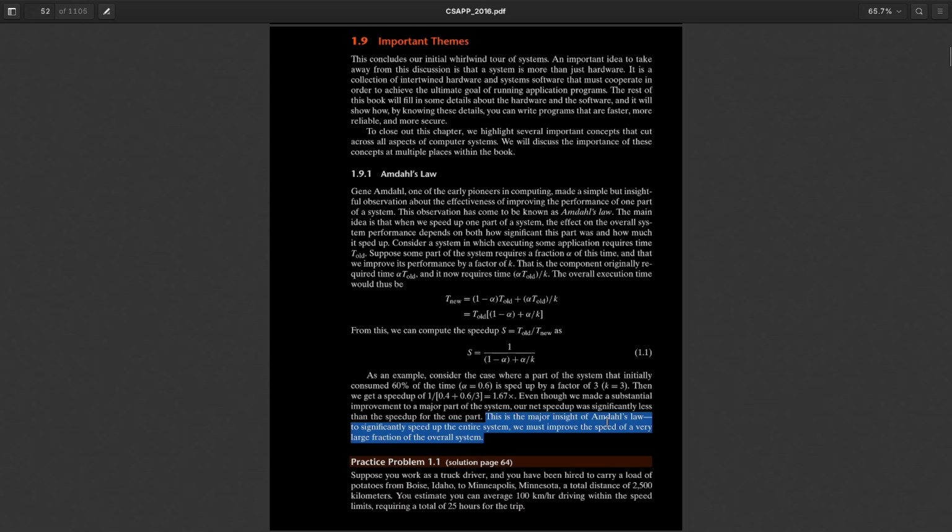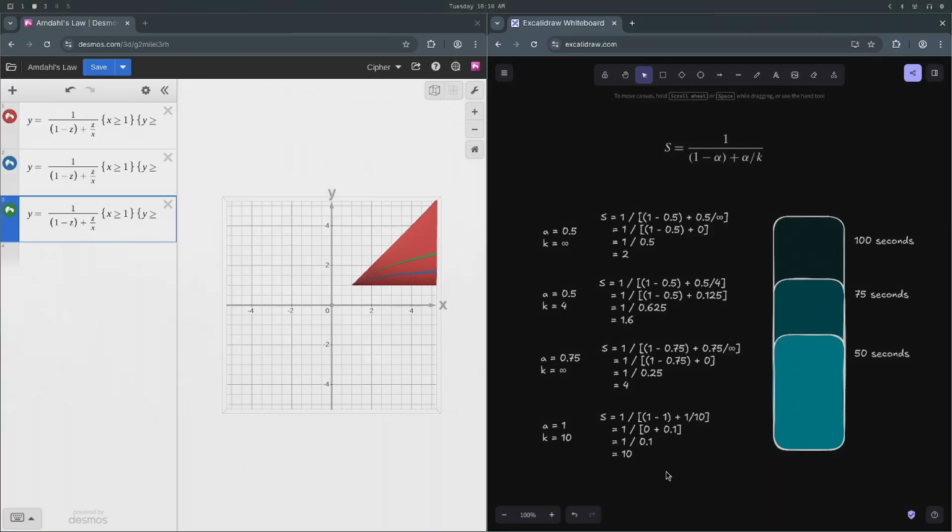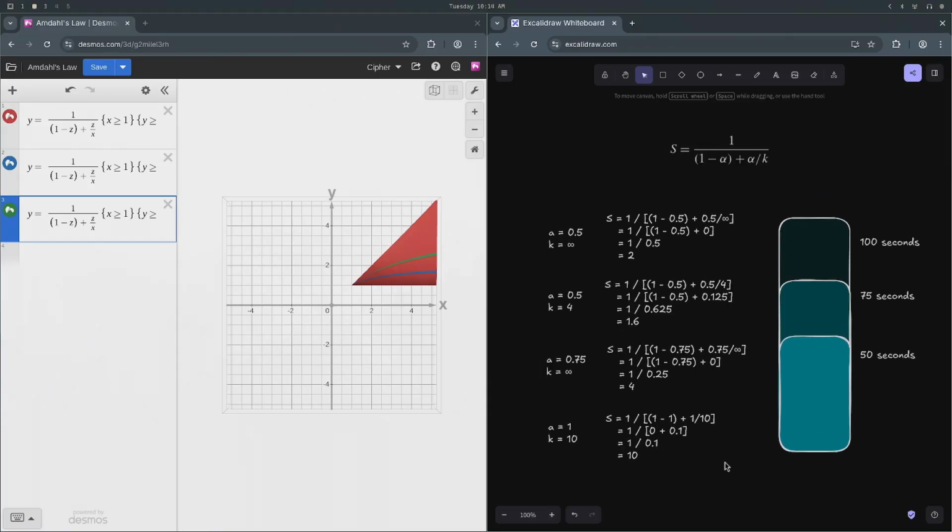This is the major insight of Amdahl's law. To significantly speed up the entire system, we must improve the speed of a very large fraction of the overall system. So let's decompress that a little bit. I have some diagrams I prepared to try to explain why that is the case and illustrate it. So let's start with this diagram over here first.